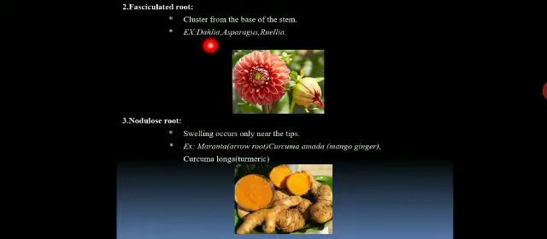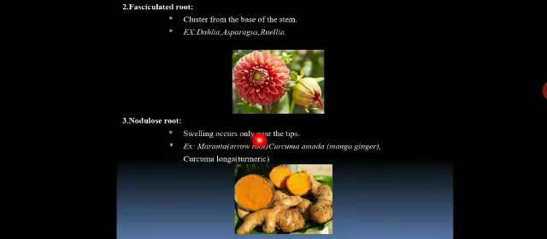Dahlia plant is a flowering plant. Asparagus is one of the varieties for ornamental purpose. The ruellia also. Then the third one is nodulous root. The nodulous roots normally have nodules. They contain nodes. That is called a nodule.